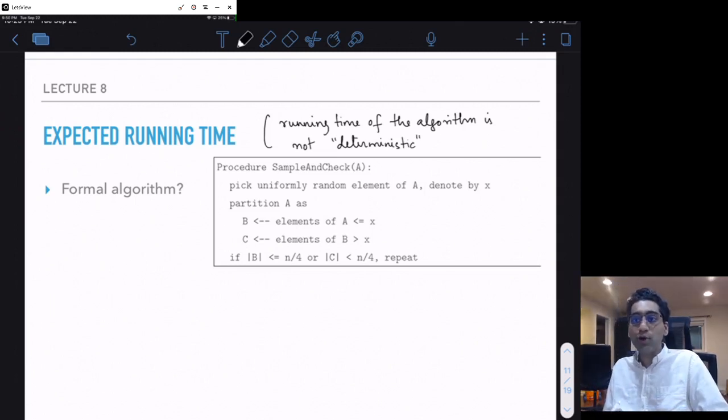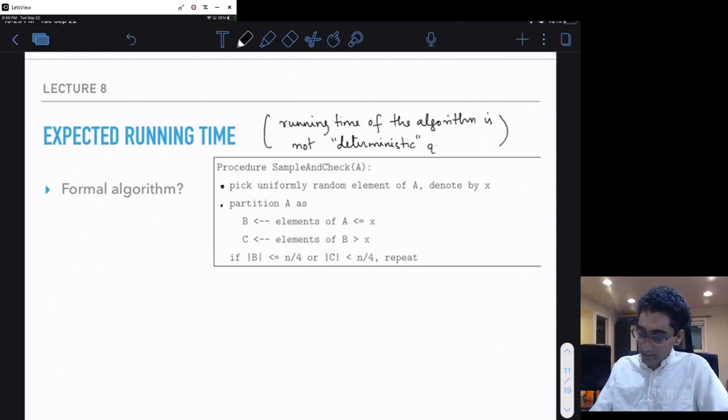It depends on what random choice you've made. So if you were unlucky, maybe a bunch of these initial pickings did not work out. Maybe they just happened to be elements that were not an approximate median. But of course, we just said that the probability of that is small. So the running time of this algorithm is not a deterministic quantity. It's actually a random variable.